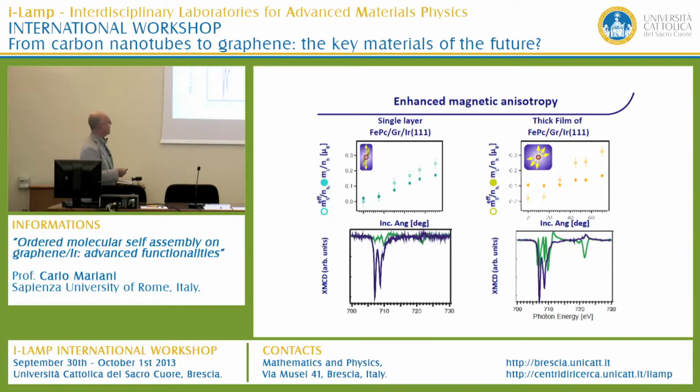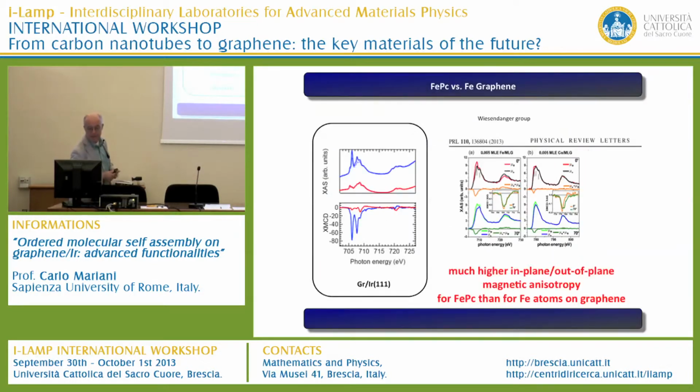So this, again, is some sort of conclusive slide, with this strong anisotropy on the single layer and no spatial anisotropy in the thin film. And this is what happens in atoms. This is a recent paper from the Wiesendanger group, where they adsorbed iron atoms and cobalt atoms onto monolayer graphene. And as a matter of fact, the magnetic response is much lower than that observed for the molecules, and you don't have the anisotropy that you observe in the case of iron phthalocyanine.